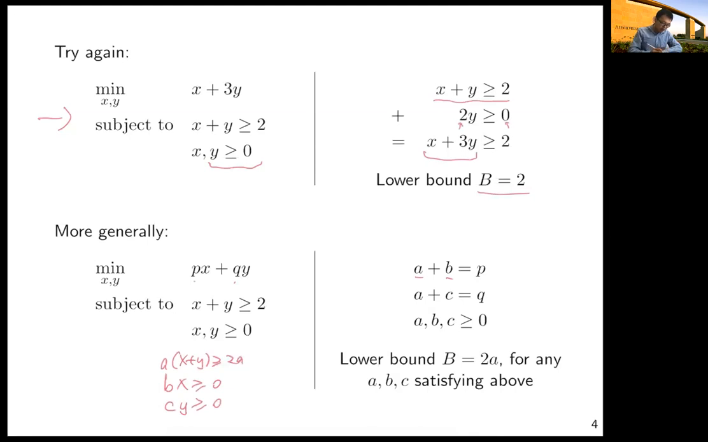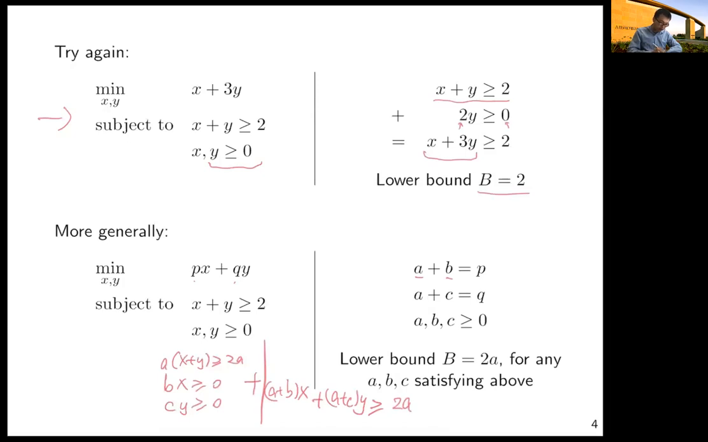So a plus b is obtained by collecting all the coefficients of x. By just summing all this together, we get a plus b times x plus a plus c times y, and we know that by just adding everything up, this is larger than the sum of the right hand side, which is 2a, right?